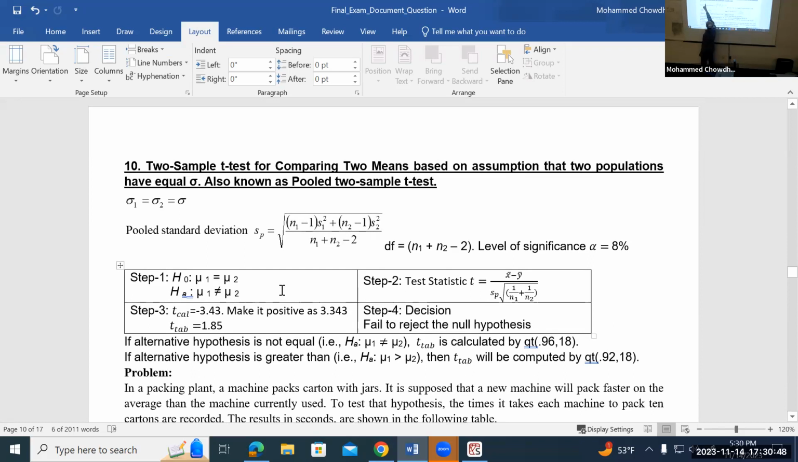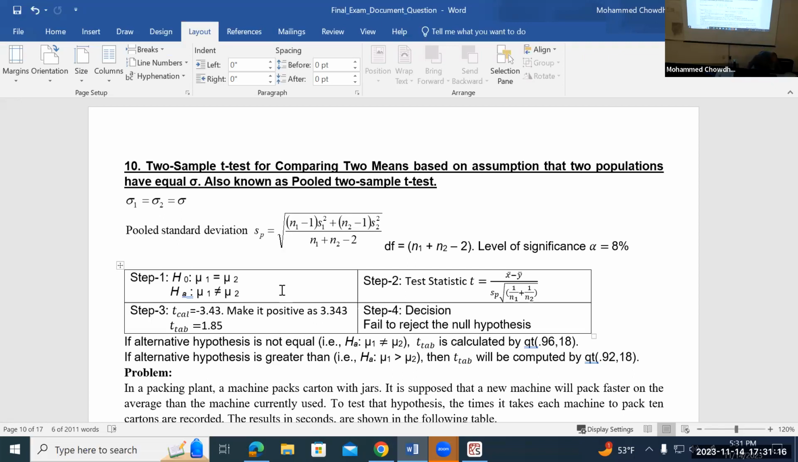Sigma 1 and sigma 2 are close to each other. In such a case, for the first data, I will find the variance. For the second data, I will find the variance. After finding these two variances with their sample sizes, if I adjust and compute that, that is called the pooled standard deviation for the two samples. After computing this, this is the way I have to compute the test statistic. After computing the test statistic, this is the result.